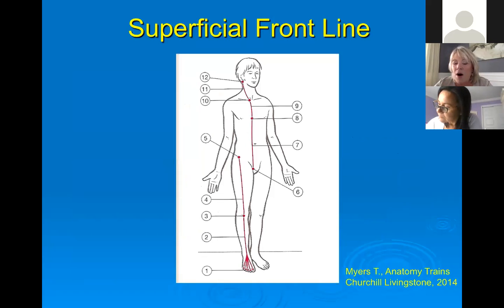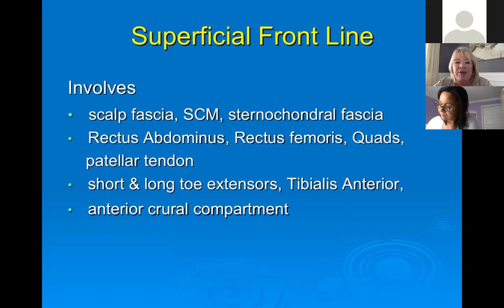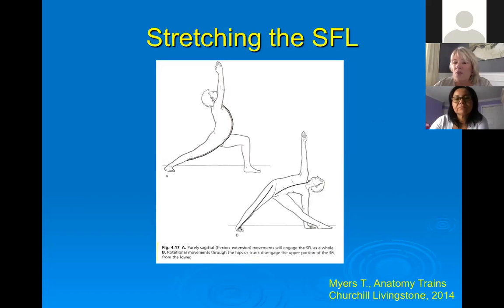You'll understand why, in this case, if we're looking to evaluate the superficial front line of fascia, we're going to use plantar flexion of the foot to see if there's tightness in this line when we're anchoring the quads, okay? So it involves all of these structures, including rectus abdominis, patellar tendon, tibialis anterior, etc. This is some ways to stretch it out, and certainly not the only ways.